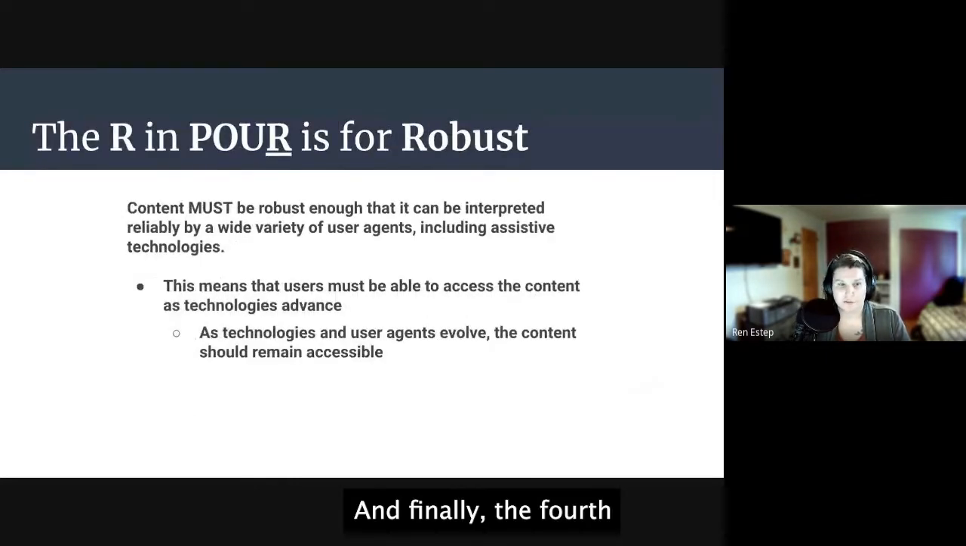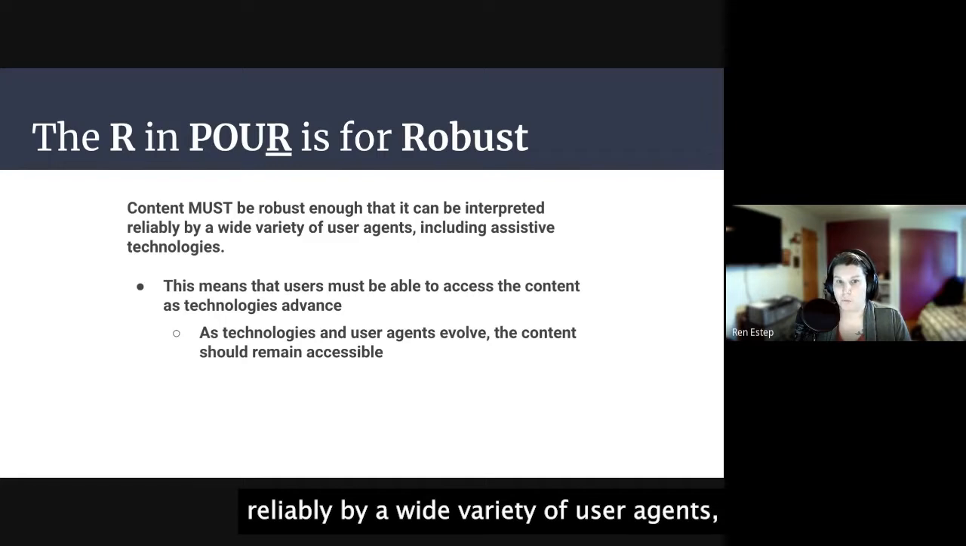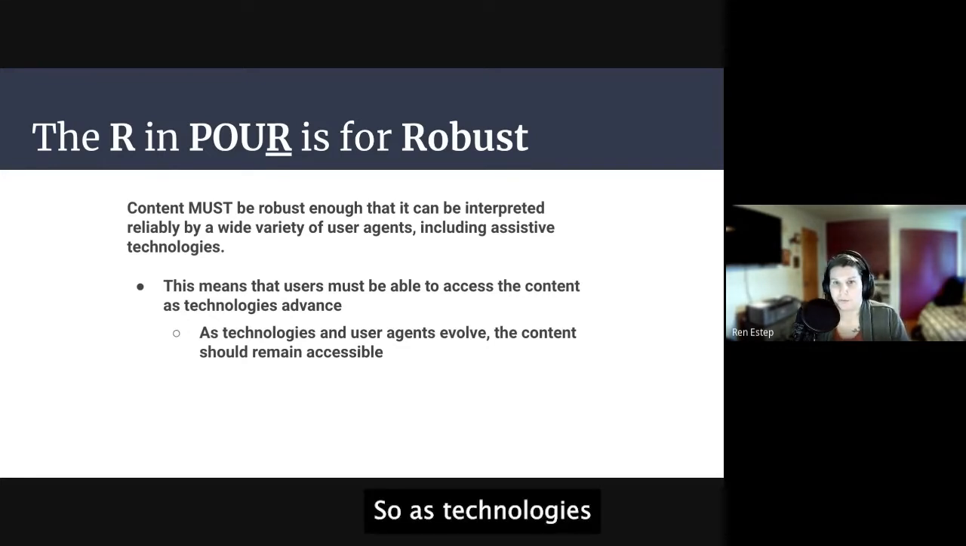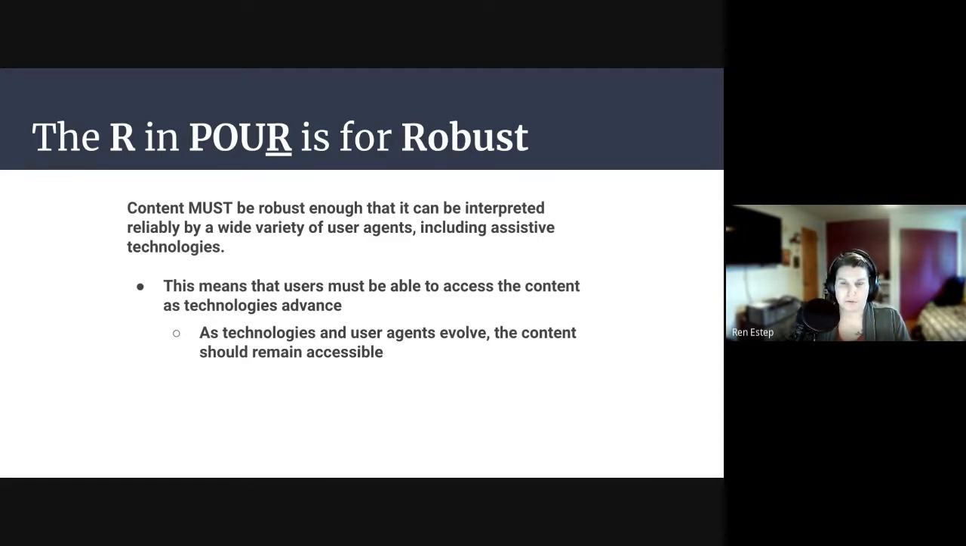And finally, the fourth letter is R. R in POUR is for robust. So content must be robust enough that it can be interpreted reliably by a wide variety of user agents, including assistive technologies. This means that users must be able to access the content as technologies advance. So as technologies and user agents evolve, the content should remain accessible.